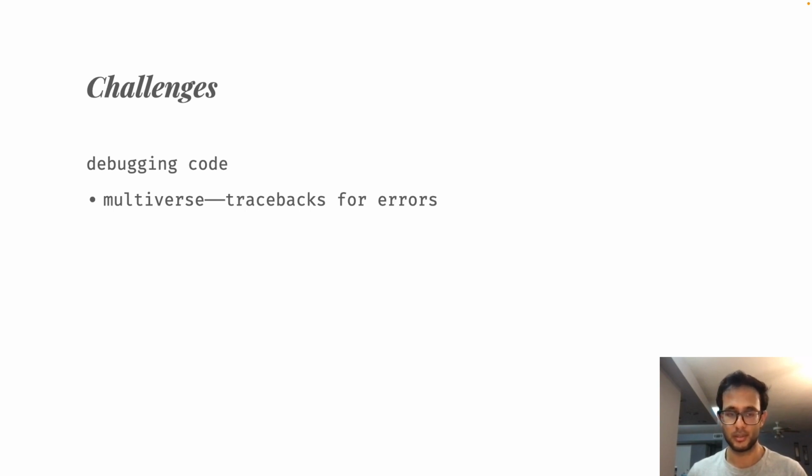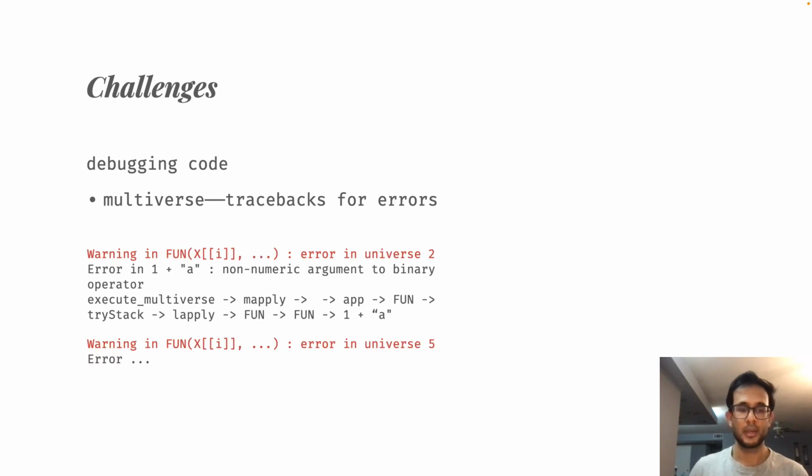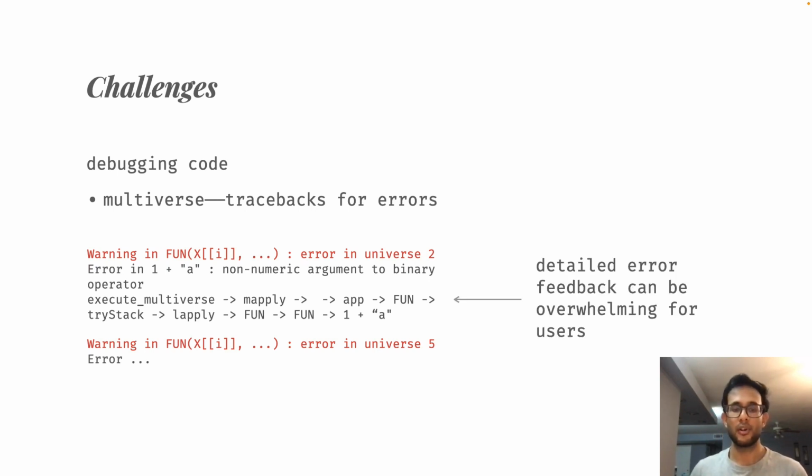To understand the debugging issues that the users of Multiverse faced, it's helpful to understand how Multiverse provides error messages. Say a user has executed an analysis in Multiverse which contains errors. The library will provide the users with a traceback. The traceback will indicate the universe in which the error has occurred and a message indicating what the error actually is.